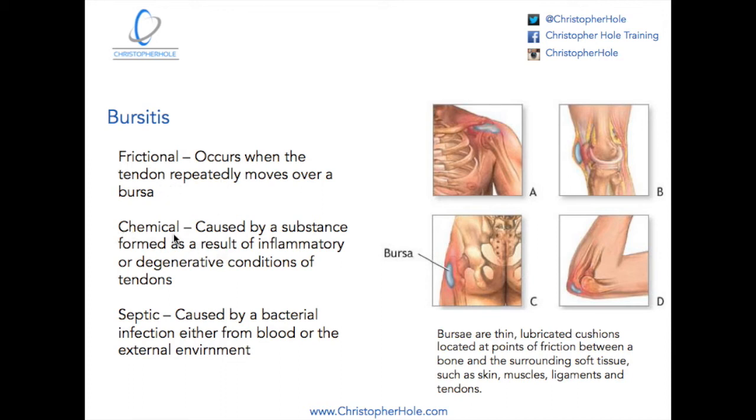You've then got chemical, which is caused by a substance formed as a result of inflammation or inflammatory or degenerative conditions of tendons. So if you've watched my tendon injuries video, you've got tendonitis, tendinosis. If you've got either of those, that can create chemicals which can aggravate bursas and cause bursitis as well.